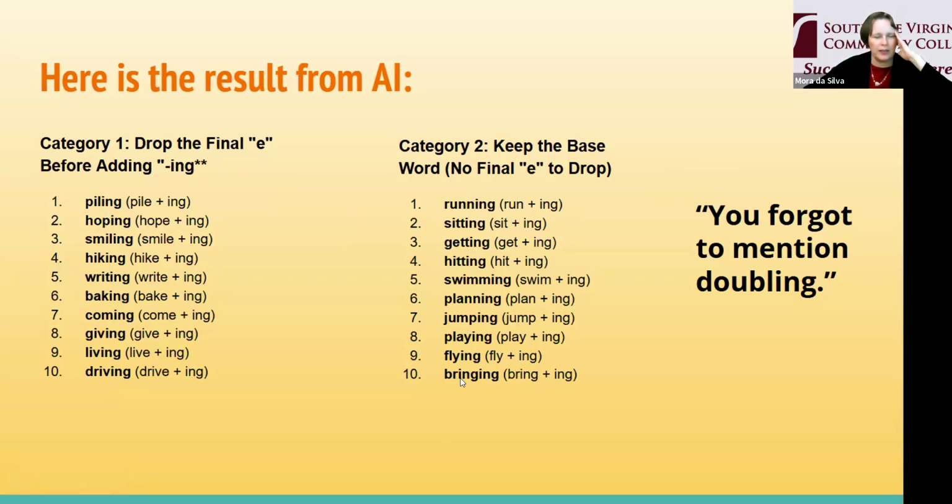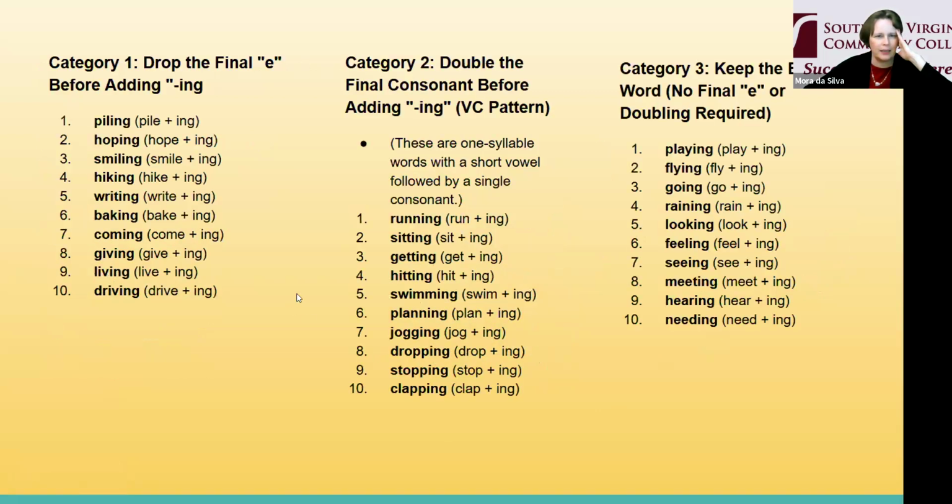ChatGPT forgot about the doubling rule. So this is where you do need to vet what's happening here. And I said you forgot to mention doubling. So it redid it. It said, oh yeah, you're right. I forgot the doubling. So it redid it. It has your E drop here. The doubling preserves that short vowel, by the way. Okay, and then the do nothing, just add ing. So that helped with that.